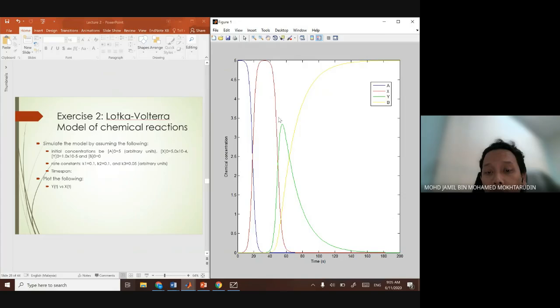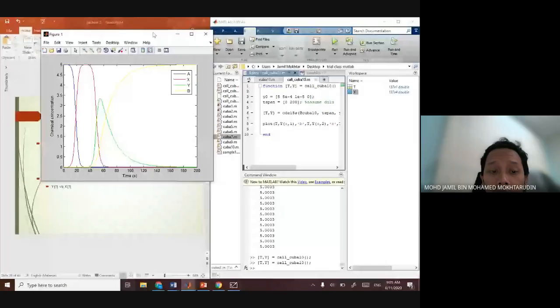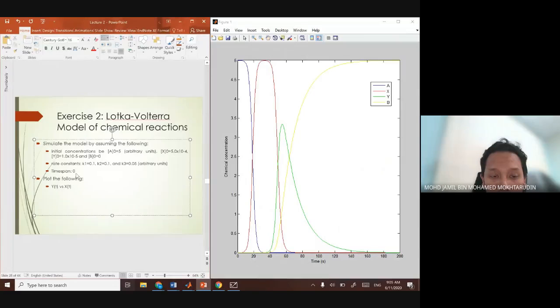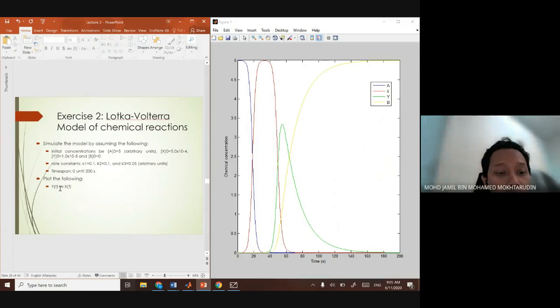So untuk yang ni explore sendirilah nak buat macam mana, ada coding dia semua, okay? So the question here, time range from 0 until 100 seconds. Okay, so we can also plot y versus x. Apa jadi kalau plot y versus x?